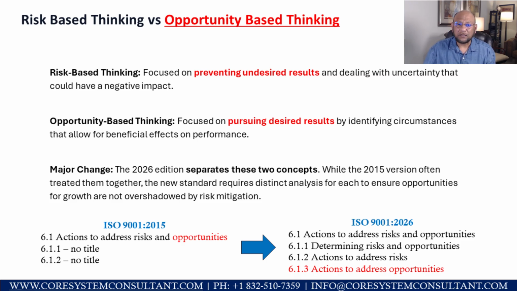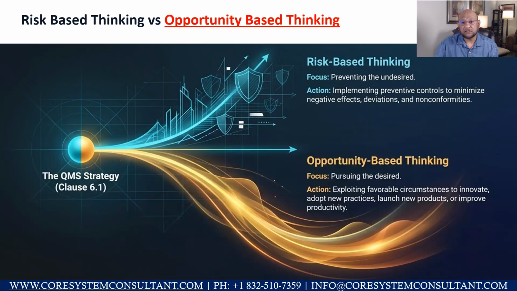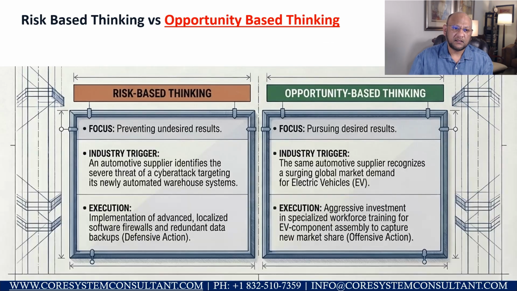Just to give you an example of what kind of opportunities the organization can think of, opportunity-based thinking may ask you to go for favorable circumstances to innovate, adapt new practices, launch new products, and improve productivity. The risk-based thinking in the automotive industry safeguards my processes. So if there is a process and I can assume a threat of a hacker doing a cyber attack, I can safeguard my system through firewalls, policies and procedures, and so on and so forth.